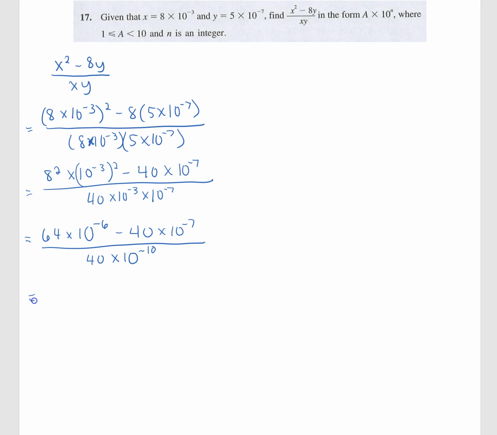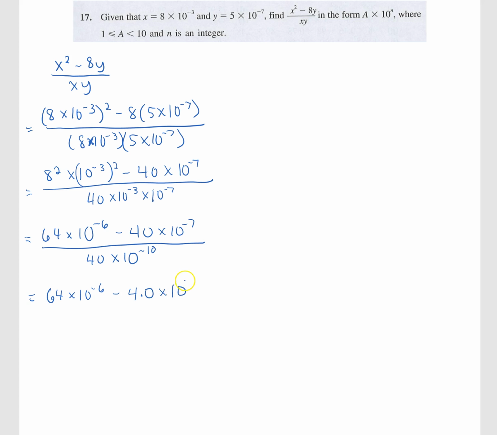Okay, so on the top here, what we want to do is subtract these terms. And so one way we can do that is by making what we're multiplying by, 10 to the power of something, the same. And then we can combine these like terms. So let's do that. Let's change the second term here. So I'm going to leave 64 times 10 to the power of negative 6. This one I'm going to change to 4.0.